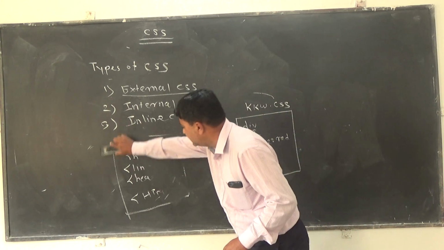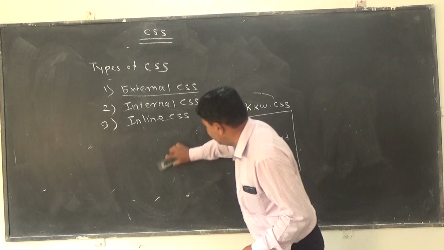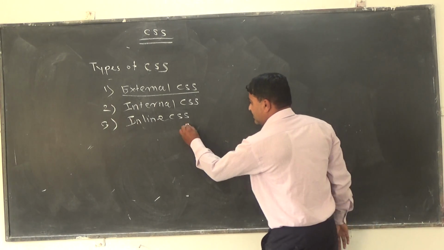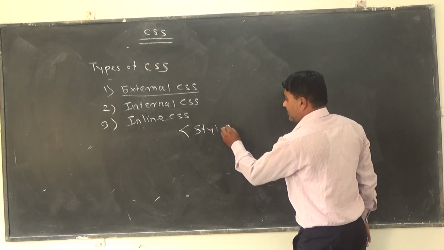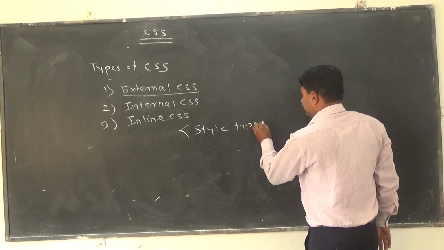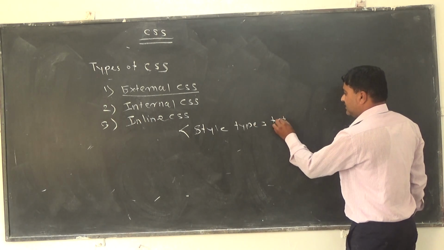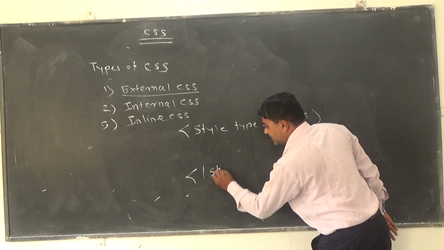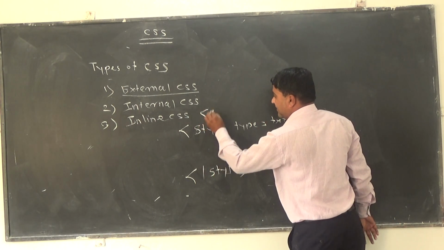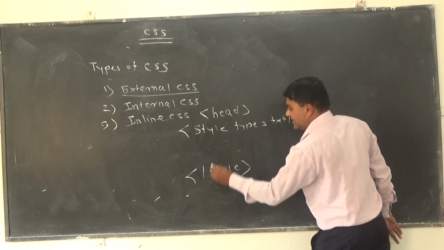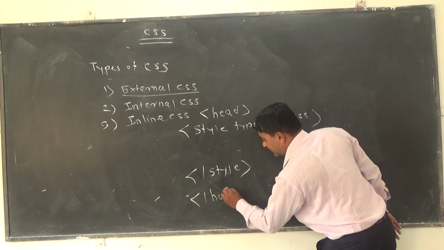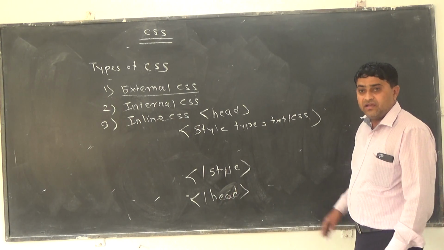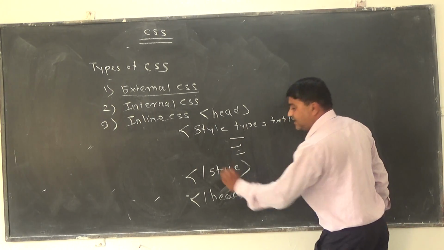Next one is the internal CSS. Internal CSS means that we directly write the code under the HTML document. For example, style type equal to txt/css, and we apply the internal CSS here under the head tag. So this is called the internal CSS. In that we apply the style here.